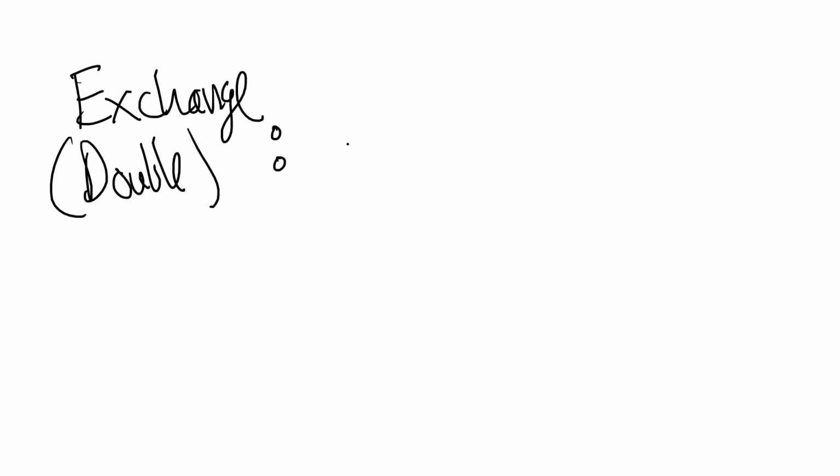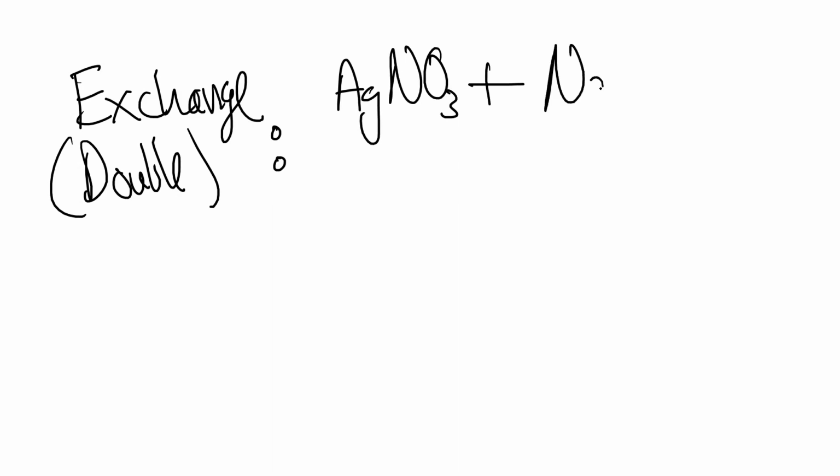Okay, so double exchange reactions, double replacement, double displacement. This involves generally two aqueous ionic or ionizable compounds or a gas. But the most classic example of these are things like, there I have there, silver nitrate plus sodium chloride.